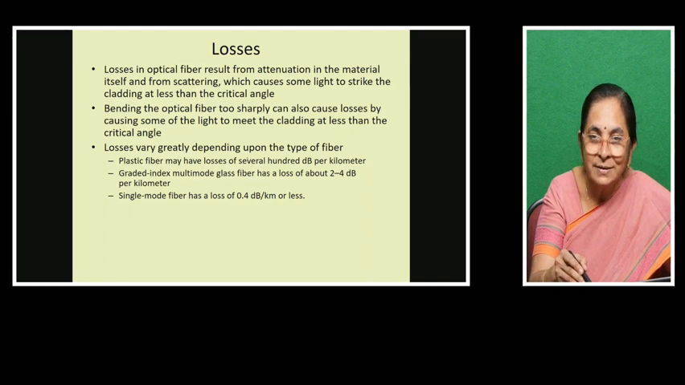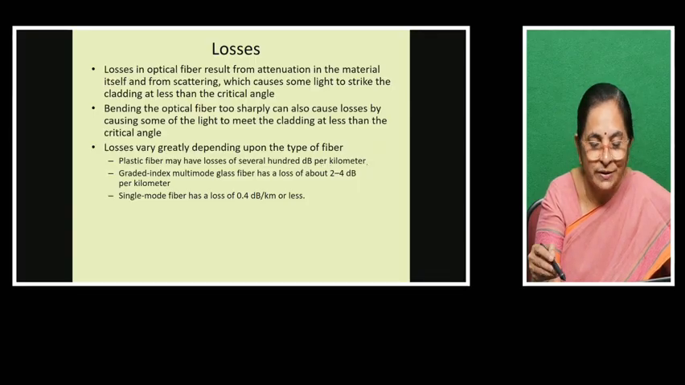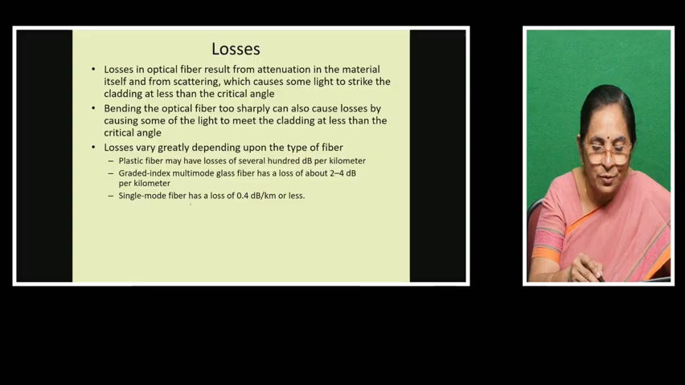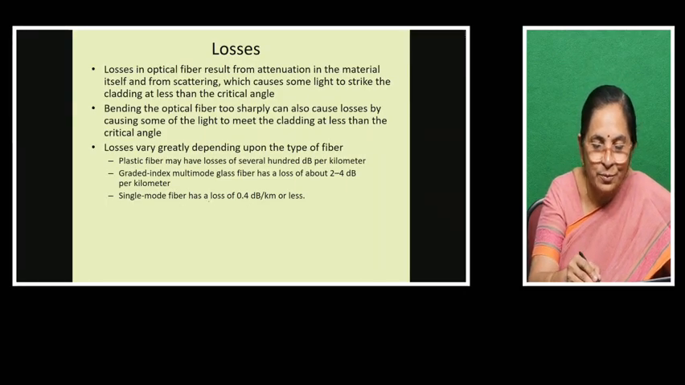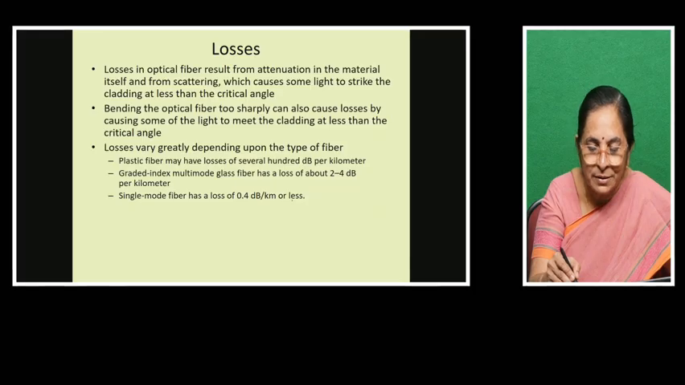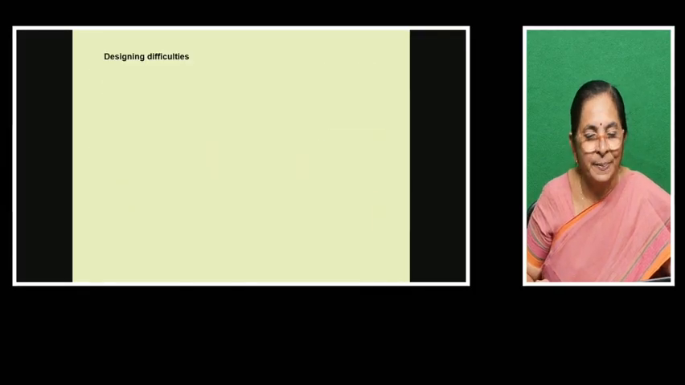If it is a step index, where the core refractive index is the same, such type of fiber will have several hundred decibels loss per kilometer, whereas single mode fiber has a loss of about 0.4 decibels per kilometer only, or even lesser than this. That is why single mode fibers are finding many applications in long distance communications.